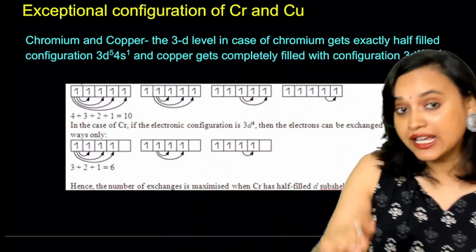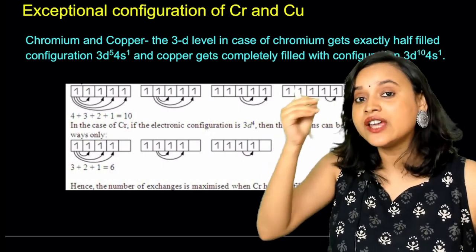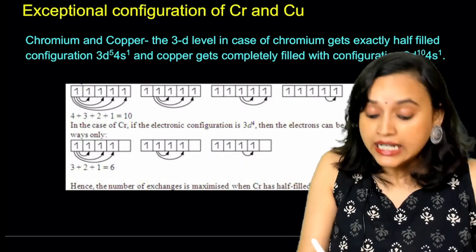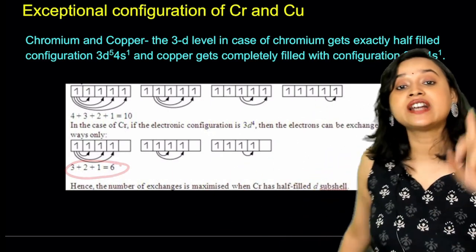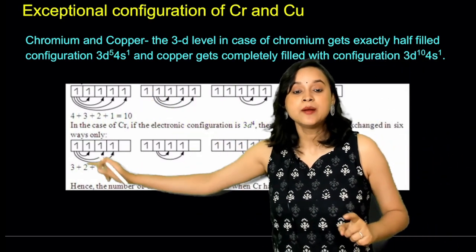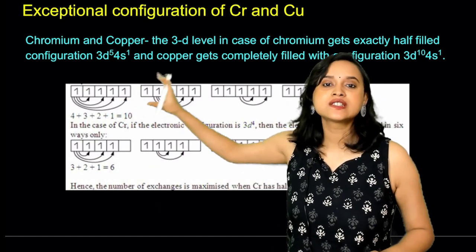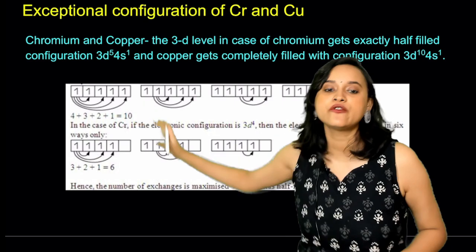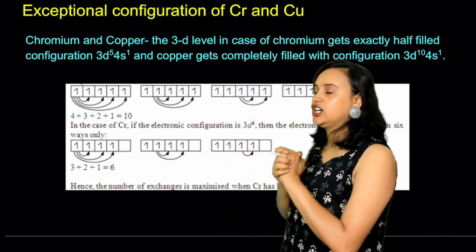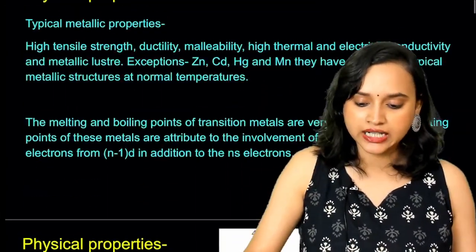Now suppose chromium had, instead of 3d5 4s1, 3d4 4s2, then what would happen? Then the exchange energy would be around 6. That is why for 3d5 the exchange energy of 10 is higher, but for 3d4 the exchange energy is lower, which means that 3d5 4s1 is more stable and more preferred, everybody. Do you understand this? This is called the exchange energy of chromium, and the same thing occurs with copper as well. All right, everybody? Okay, done.